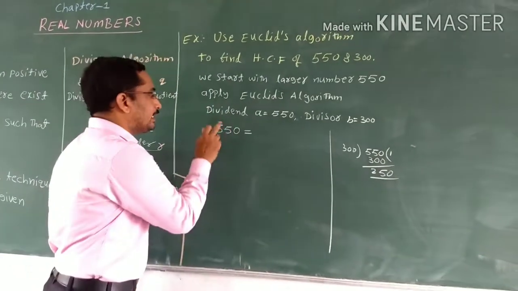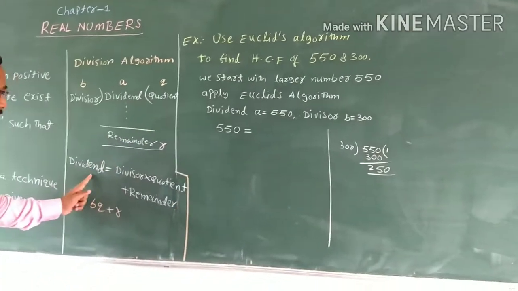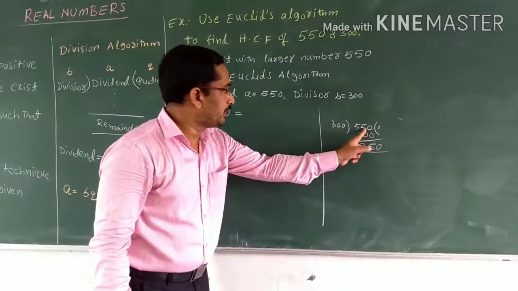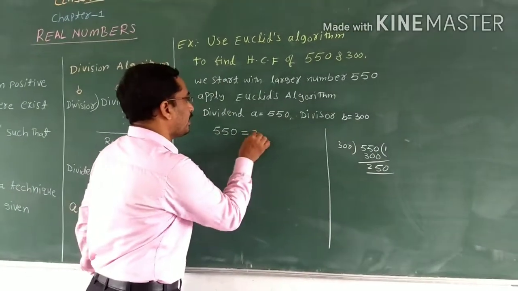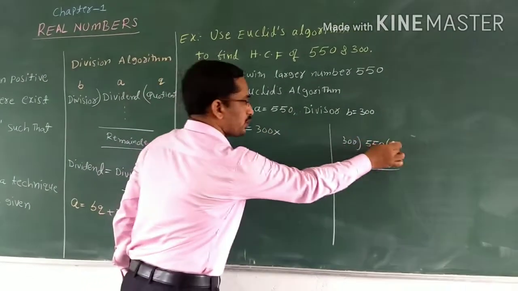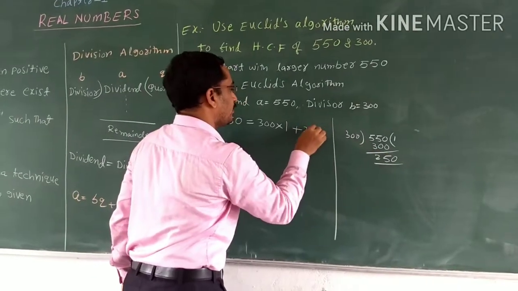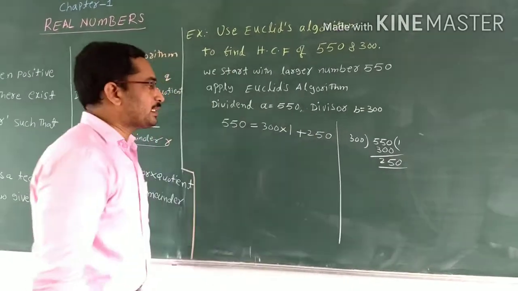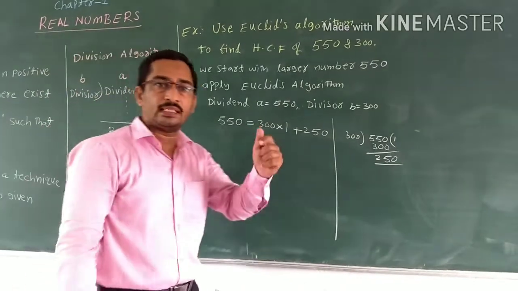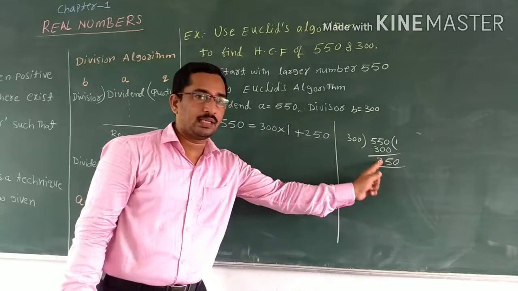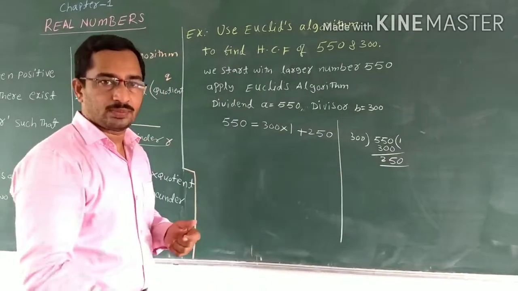So write dividend equals divisor into quotient plus remainder. Dividend 550 equals divisor 300 into quotient 1 plus the remainder 250. This process we have to continue until we get the remainder 0. Here we are not getting the remainder 0. The remainder is 250, so we have to continue this process.